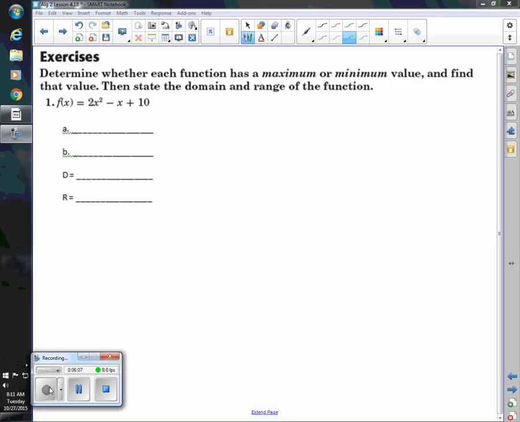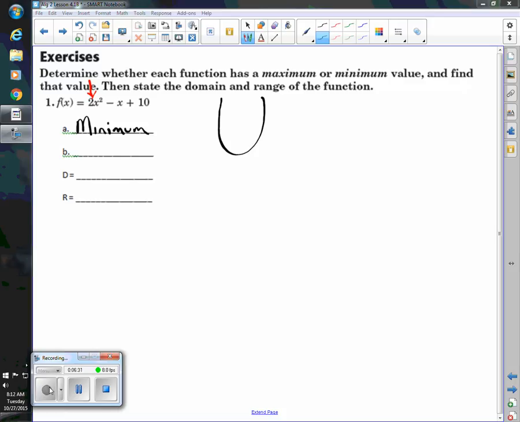Okay, so first off, on this problem, I can see that my leading coefficient, that's what that term is called, is a positive, so I know that this is going to open like that. That means that this will have a minimum value. Okay? Now we need to find that value. Here's really where the real work comes in.